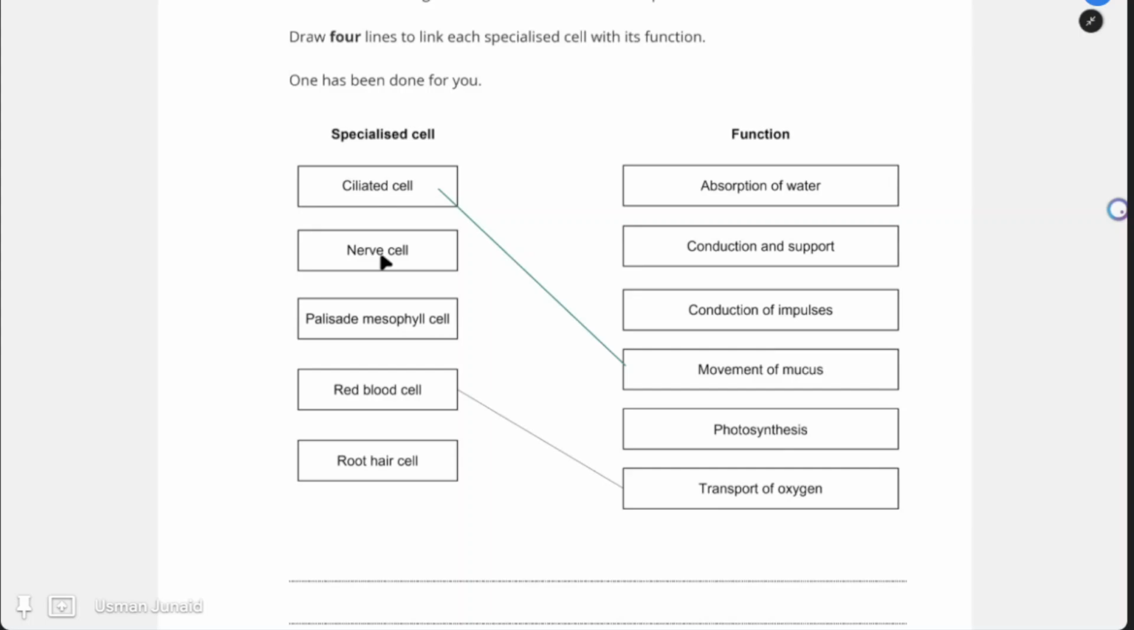Nerve cell, conduction of impulses. Yes. Palisade mesophyll, it's the cell inside plant's leaves. So which one is it? Photosynthesis. Root hair cell, what does it do? Absorption of water. Yes.